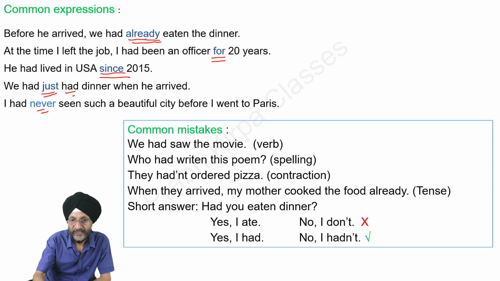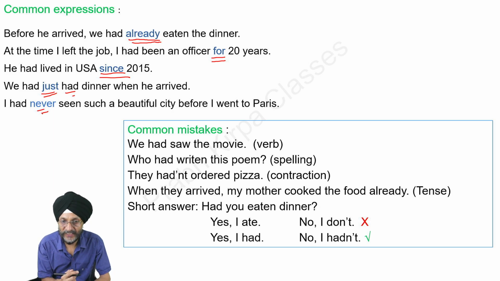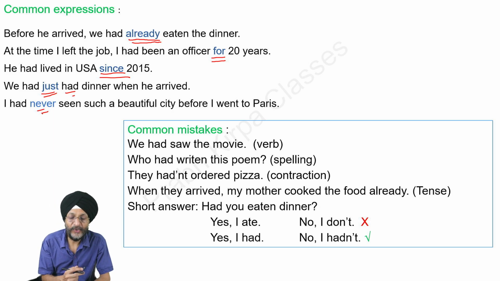Here you will see that already, for, since, just, and never are the time expressions which are used commonly in past perfect tense. Here we will discuss now some common mistakes which we make in this tense.